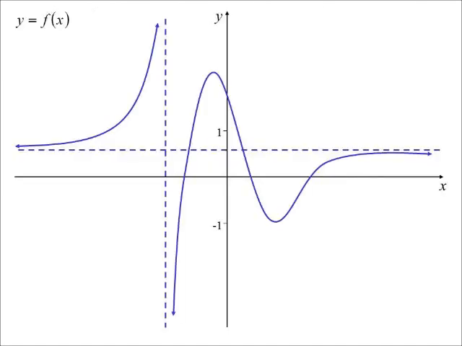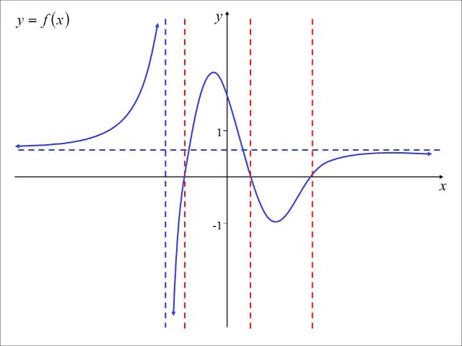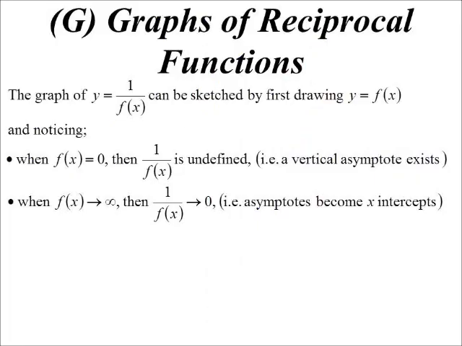Here's a random graph. I've tried to draw a random graph which has got every possible sort of feature. We've got a horizontal asymptote in there, we've got turning points, we're negative in some parts, positive in some. So what we're saying is each one of those x-intercepts will turn into a vertical asymptote. So we know that. Now as function x approaches infinity, then the reciprocal would approach 0. So that means the vertical asymptotes on the original graph will become x-intercepts, sort of.